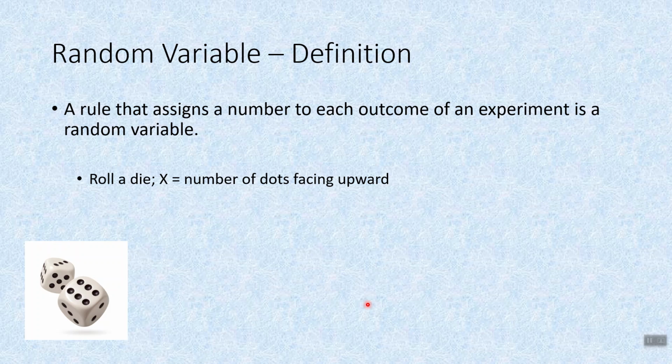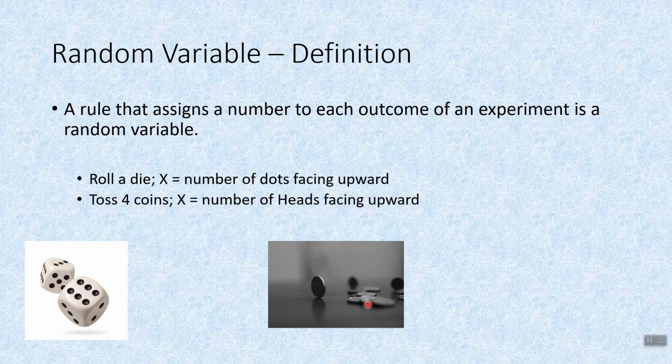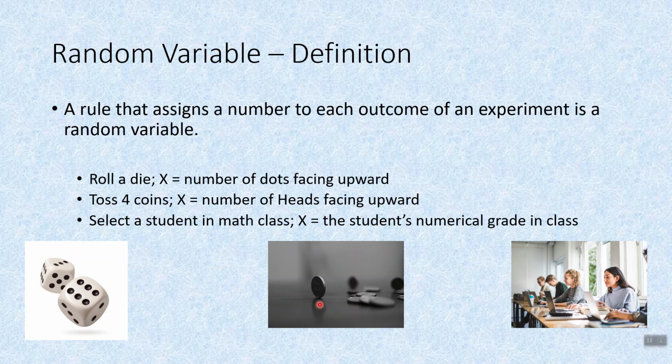So we might roll a die or some dice. X might be the number of dots facing upward. Maybe we'll toss some coins. X will be the number of heads facing upward, or the number of tails facing upward, or the number of coins that get stuck on their edge. We might select a student in math class and X is the student's numerical grade in class.